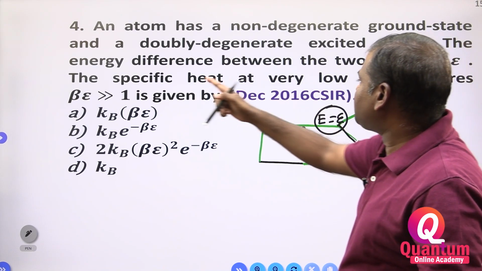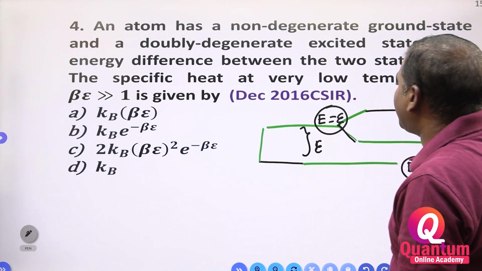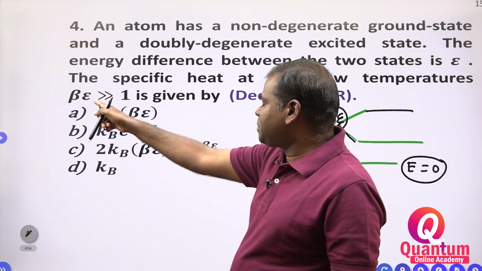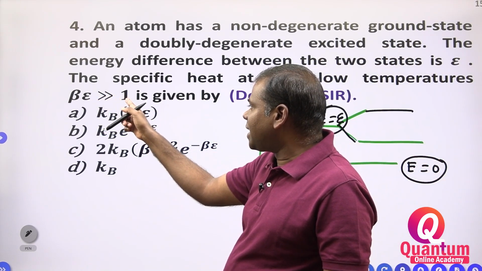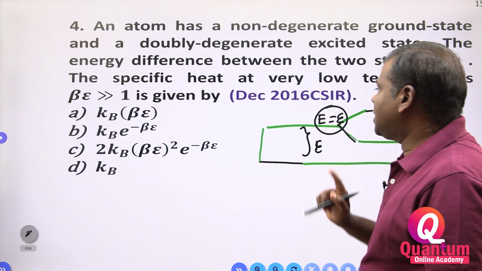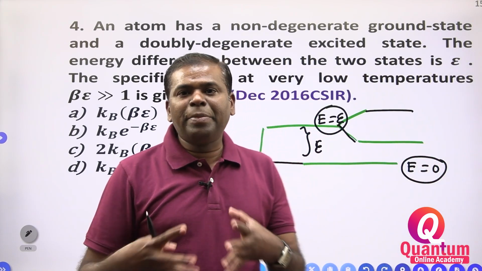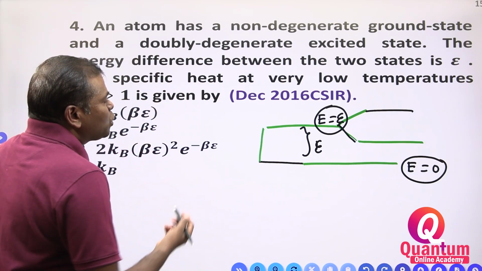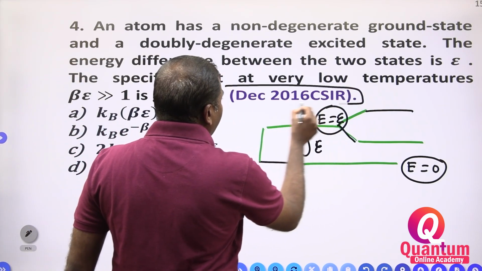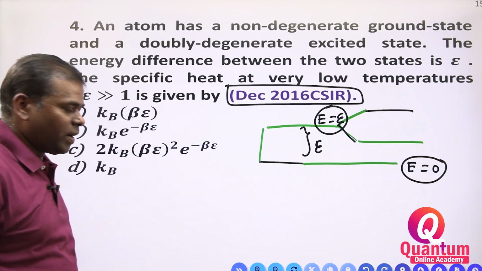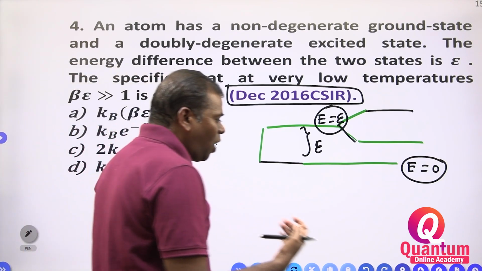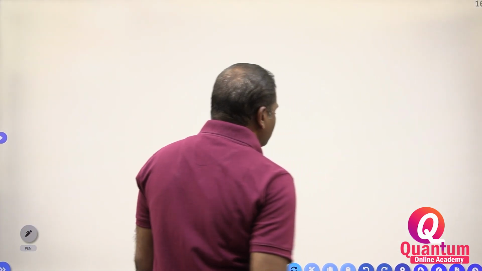Next, the specific heat at very low temperature, beta E greater than 1, is given below. What is the specific heat they are asking? This is a bigger question, a 5 marks question. They asked this in the 2016 GATE examination. We need to solve this question. How do we have to solve it? Let us see.